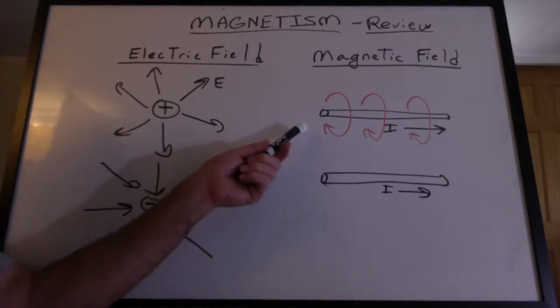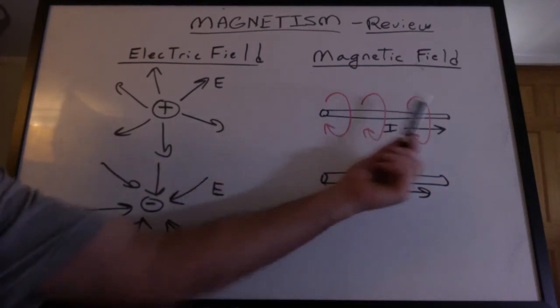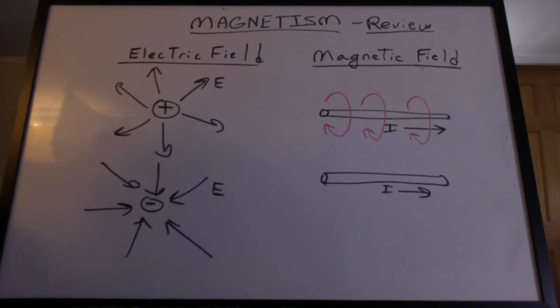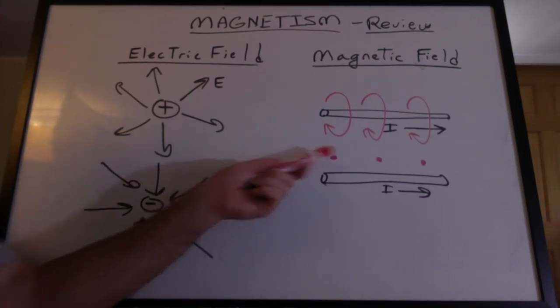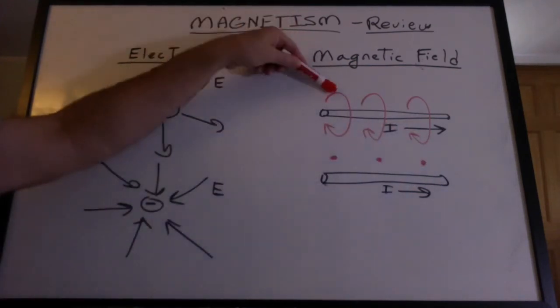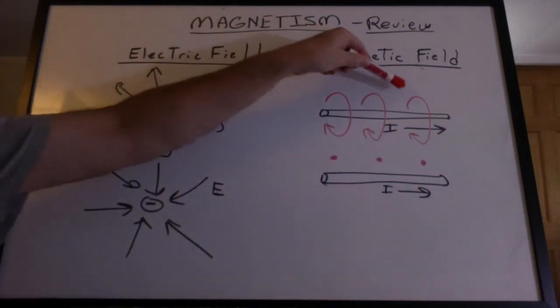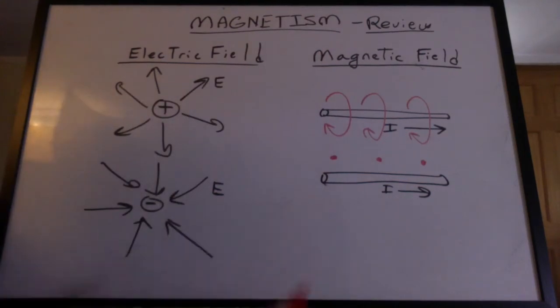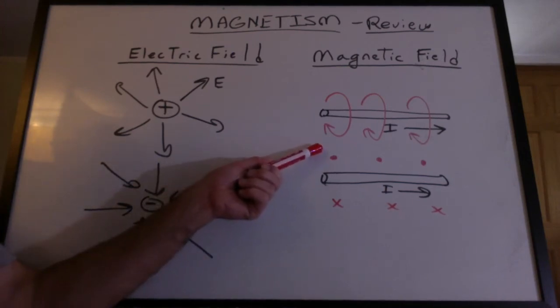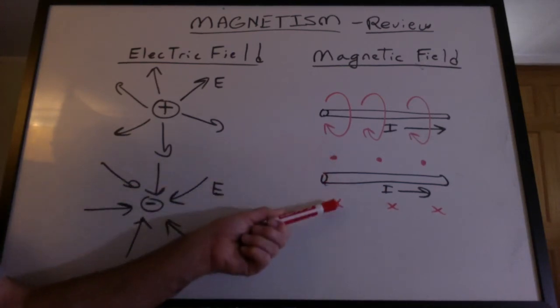Another way to look at this diagram is by imagining a slice through the board, and we'll see if the field lines go in or out. I'm putting a dot here, here, and here because the field lines are coming out of the board up here. And down below, I'm putting X's to represent the tail feathers of an arrow. So the arrow of the magnetic field comes out, around, and in.